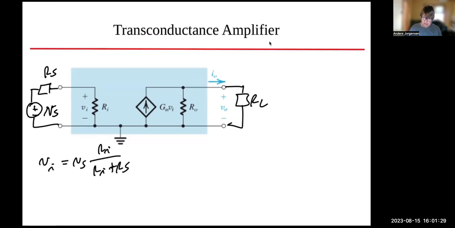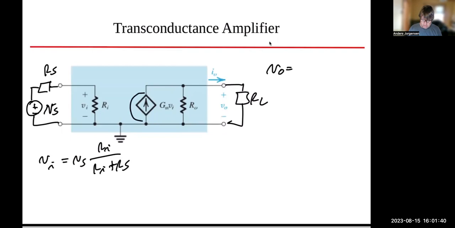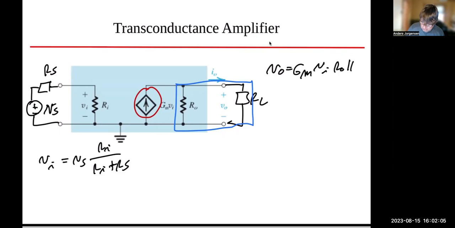And then I go over on the output and say, well, what is Vo? Well, Vo, in this case here, is equal to this current flowing through the parallel combination of these two, right? So it's equal to Gm times Vi times Ro parallel with RL, like that, okay?